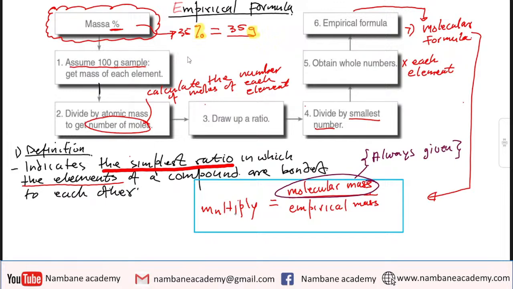So this multiplier, we are going to use it to multiply it with the empirical formula. This will give us now the molecular formula. The molecular formula. 100%, ladies and gentlemen.